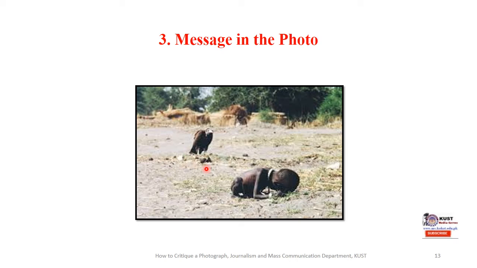He was tired of walking, so he laid his head on the ground, and far away a vulture was standing. This picture was taken by Kevin Carter, and it was published in famous newspapers of the US, and it won different prizes. It became very popular in the world.